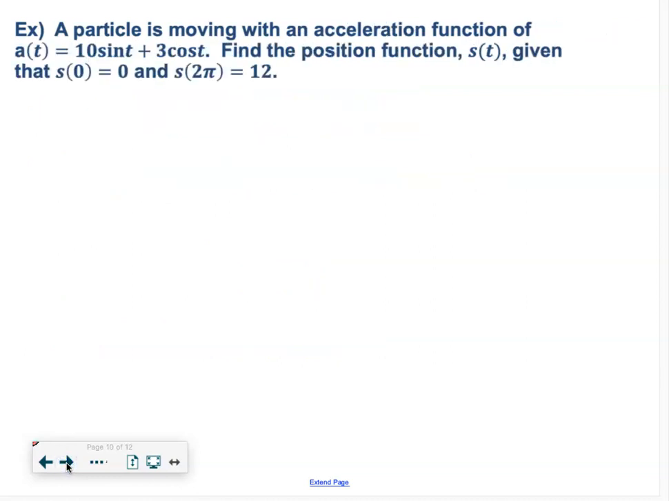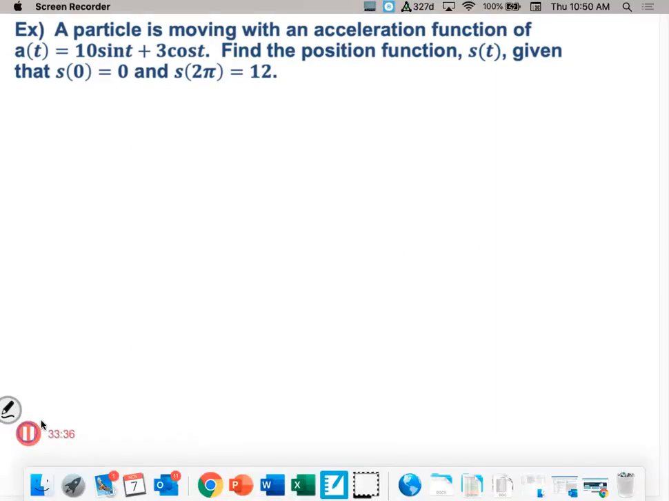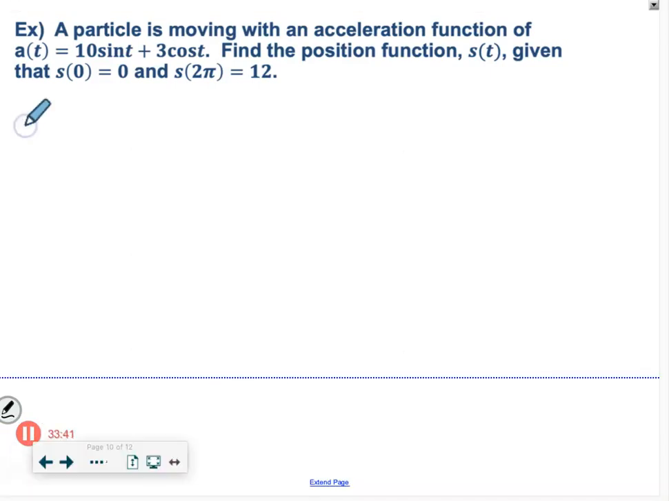I have given you acceleration and no information about velocity. So good luck finding your position. All right, so if our acceleration is 10 sine plus 3 cosine, so velocity is the antiderivative of acceleration. What is the antiderivative of sine? Negative cosine, right? So this is negative 10 cosine t. Remember, coefficients just always come along for the ride, forwards and backwards. They're always there.